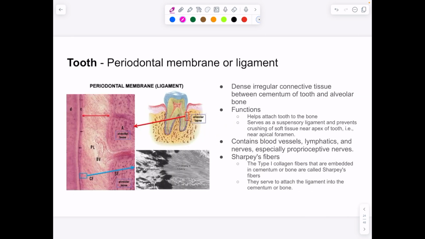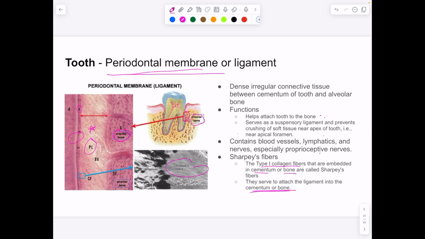Deep to that, we have the periodontal membrane or ligament right here. Basically you have bone that the tooth is embedded in, and this periodontal ligament is just connecting the bone to the cementum. It's an attachment suspensory ligament, and it does contain blood vessels, lymphatics, and nerves, and Sharpey's fibers are present too, which are type 1 collagen fibers that are embedded in the cementum or the bone, and they help basically attach the periodontal membrane, this ligament between the bone and the cementum slash dentin.